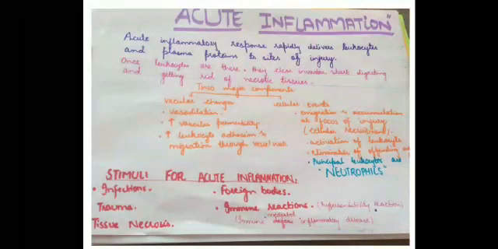Let's talk about the stimuli for acute inflammation. It includes infections. It can be bacterial, viral, fungal, parasitic. Trauma due to any blunt or penetrating object. And various physical and chemical agents, for example, thermal injuries such as burns, radiations, toxicity from certain environmental chemicals.